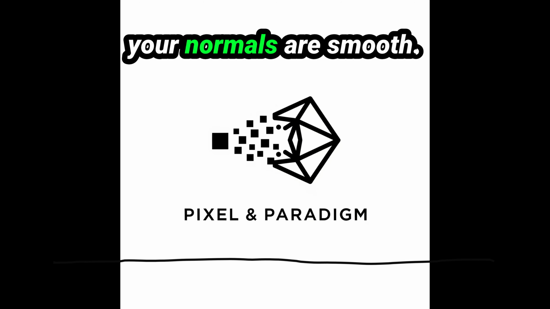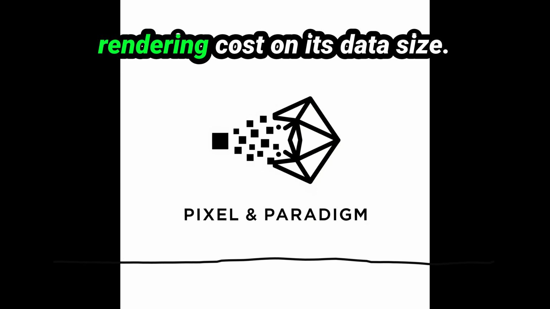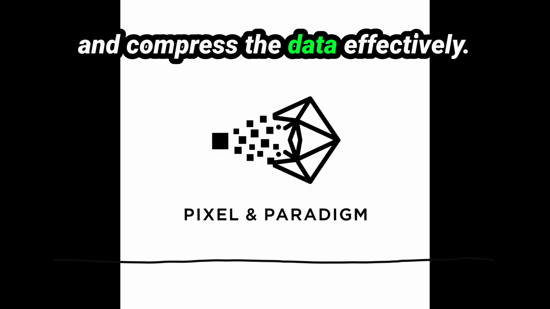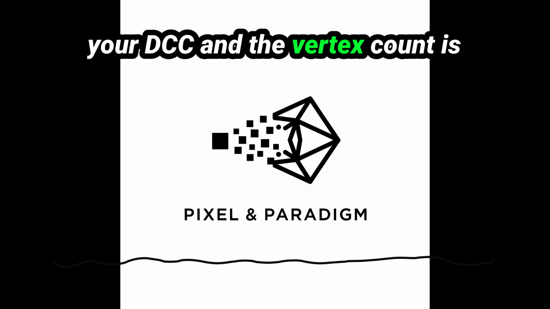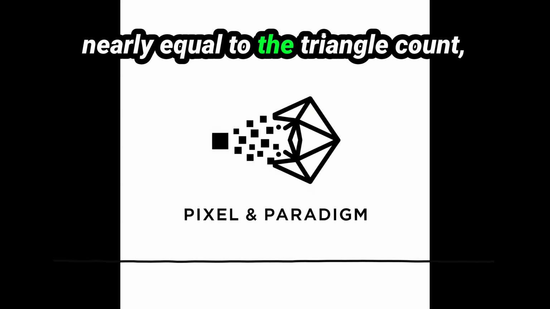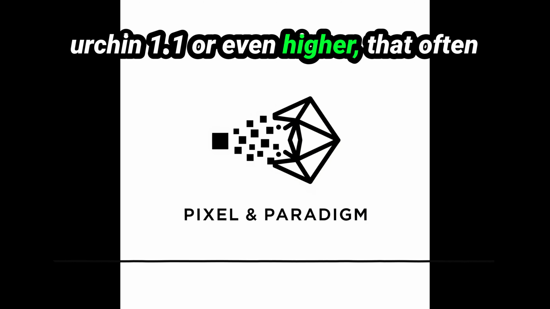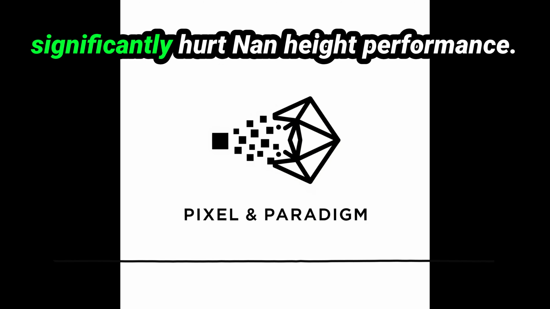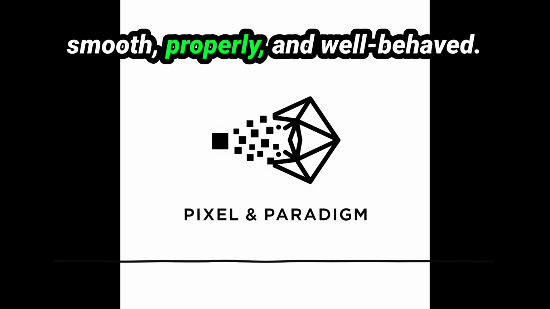You must ensure your normals are smooth. Heavily faceted, dense meshes significantly increase Nanite's rendering cost and its data size. They really hurt its ability to simplify and compress the data effectively. Quick check: if you look at a very dense mesh in your DCC and the vertex count is nearly equal to the triangle count, like a vertex to triangle ratio of 1.1 or even higher, that often indicates excessive faceting or maybe issues with imported normals that will significantly hurt Nanite performance. You need to ensure your normals are smooth, proper and well behaved.